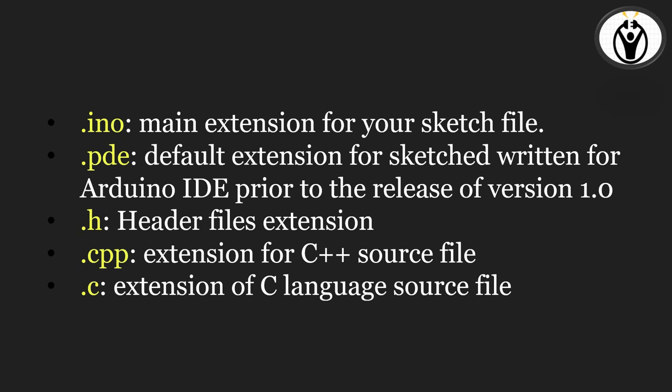.pde is again the extension for the main file of the sketch, but it was used before version 1.0. It's the default extension for sketches written for the Arduino IDE prior to the release of version 1.0. .h, if you have studied C++ in 11th or 12th, you must know .h. .h is the header files extension. .cpp is the extension for C++ source files, and .c is the extension for C language source files. If you want to write the Arduino code in C language, you have to save that code with the .c extension instead of .cpp.